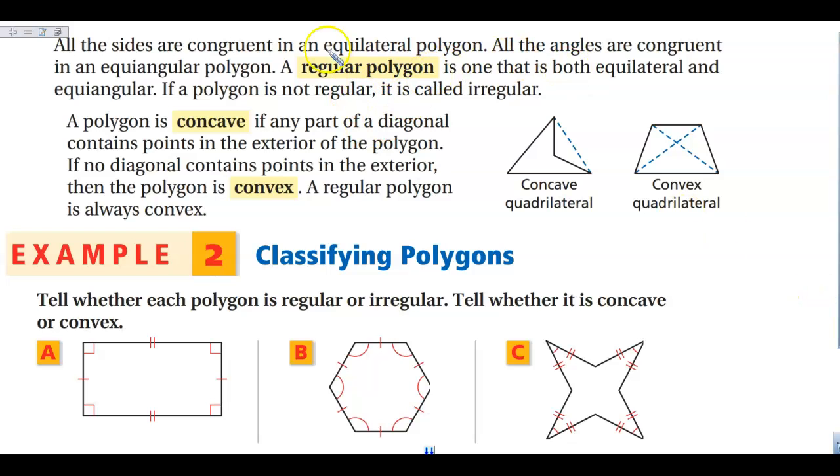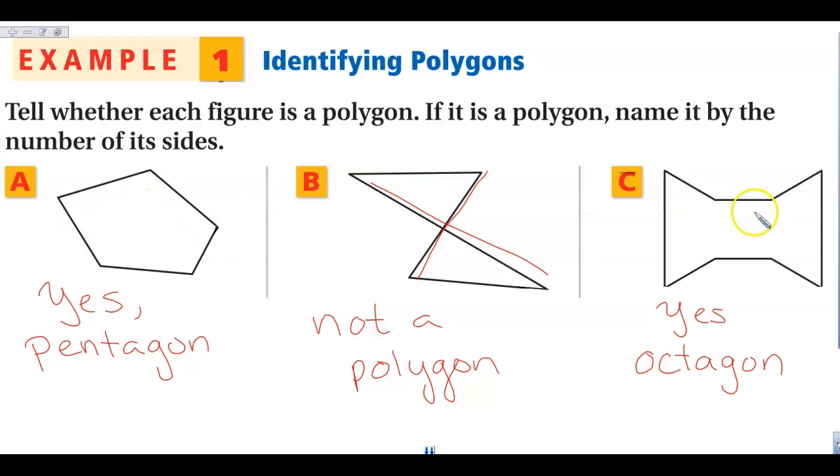Next, we're going to talk about regular polygons, which is what you're going to tend to think about when you see an octagon. Like you would tend to think of a stop sign. If I say octagon, you think of a regular octagon. Any regular polygon is equilateral and equiangular. So all the sides are the same length, and all the interior angles are the same degree. If it is not a regular polygon, it is called an irregular polygon. So all of these polygons here, the A and C, are not regular.